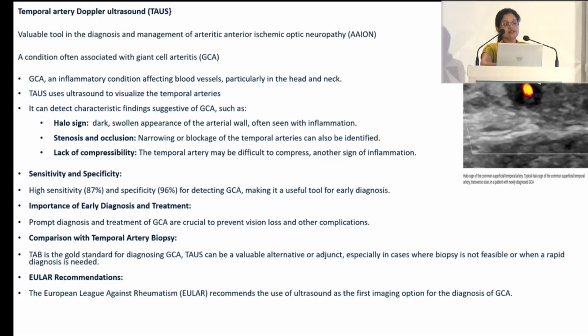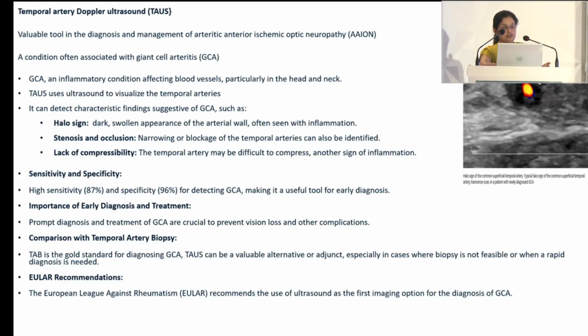It is a valuable tool in the diagnosis and management of arteritic anterior ischemic optic neuropathy, a condition associated with GCA, an inflammatory condition affecting the blood vessels, particularly in the head and neck. It visualizes the temporal artery and shows characteristic findings like the halo sign. You can see the halo sign around the red spot, and stenosis and occlusion, lack of compressibility. It has high sensitivity and specificity and is important in early diagnosis and treatment.